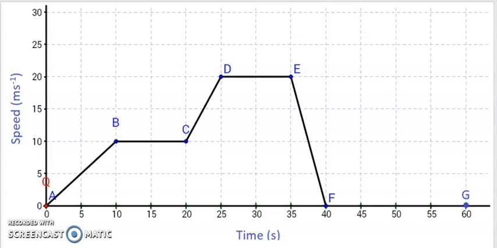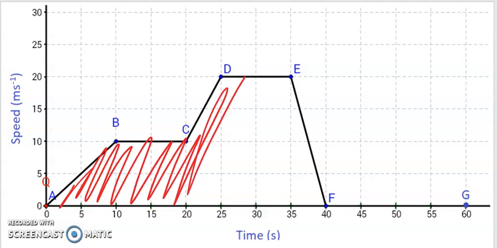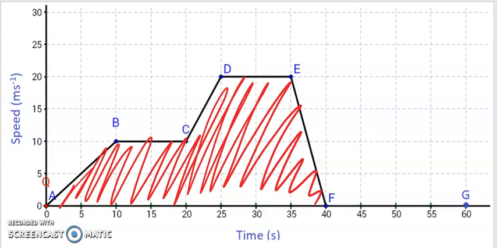The next thing we can do with a speed time graph is calculate the distance travelled. To do this, we need to calculate the area underneath the graph. So this bit I've shaded here.